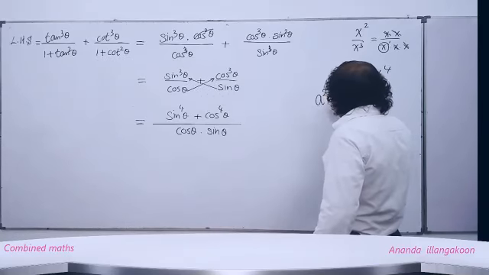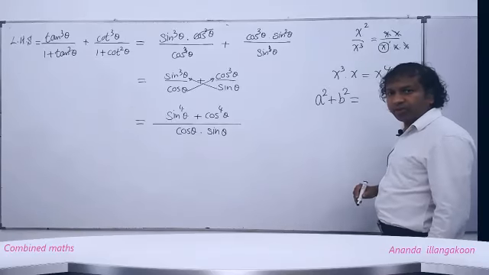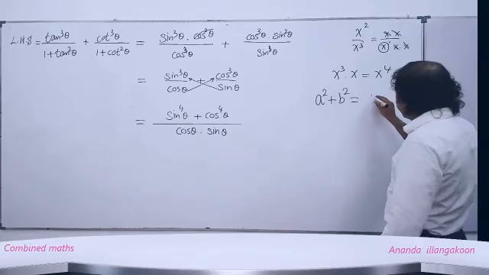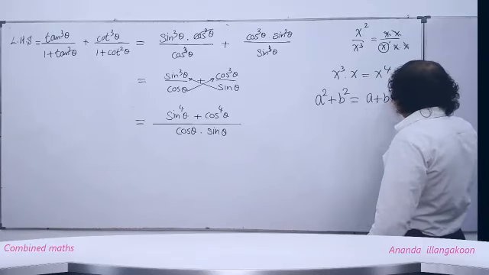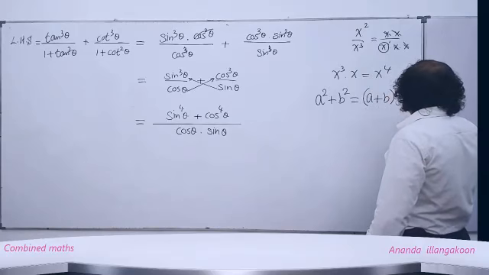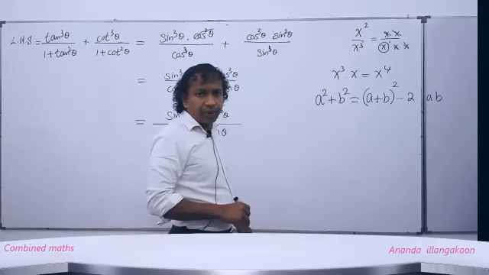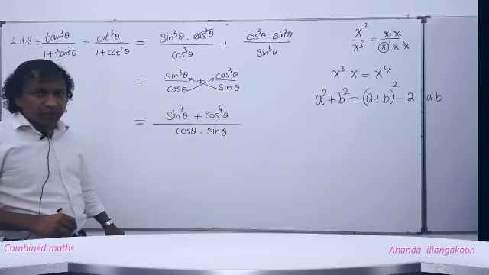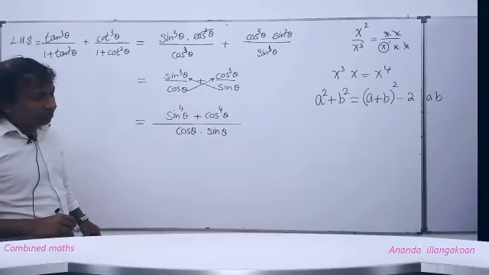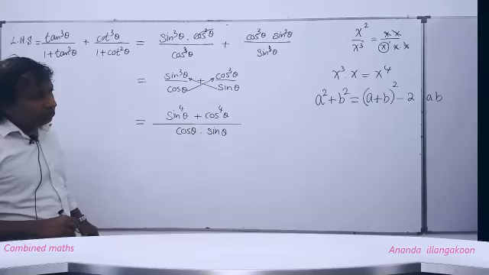I think you can remember last week we said what? Sum of the two squares, a squared plus b squared, we can write as how? A plus b perfect squared minus 2ab. Can you remember this from last week or before last week? I used this one to simplify. A squared plus b squared you can write as a plus b perfect squared minus 2ab.